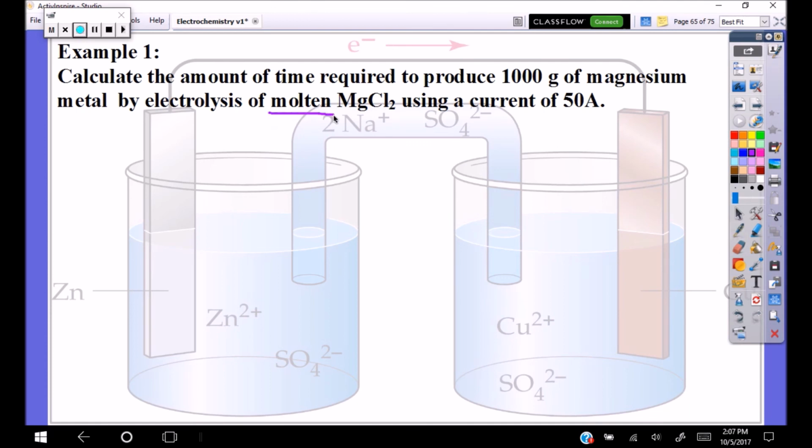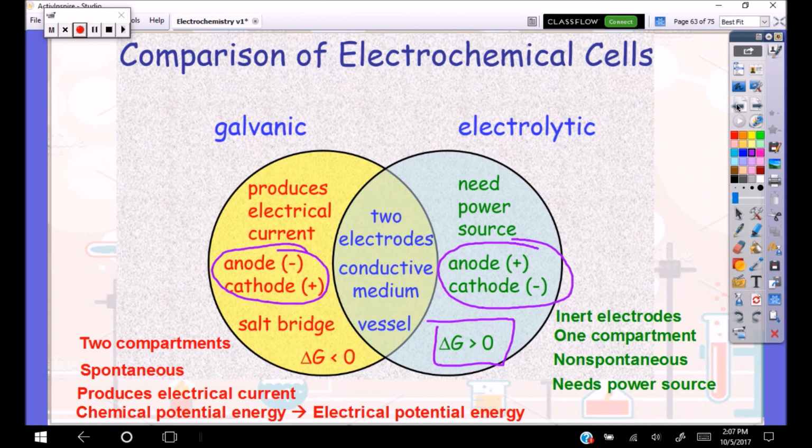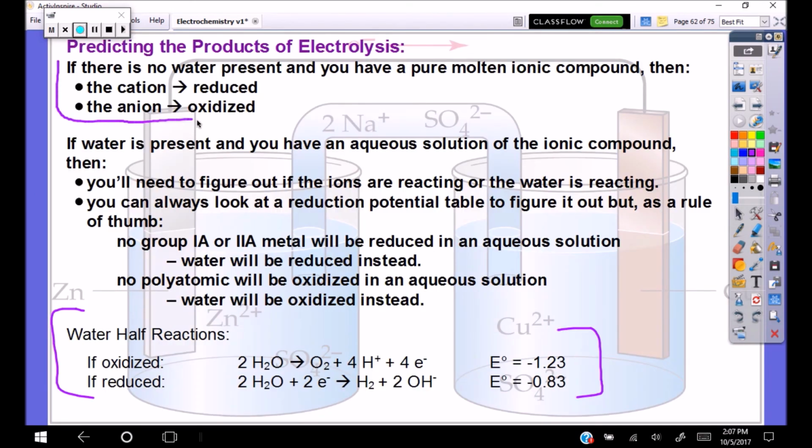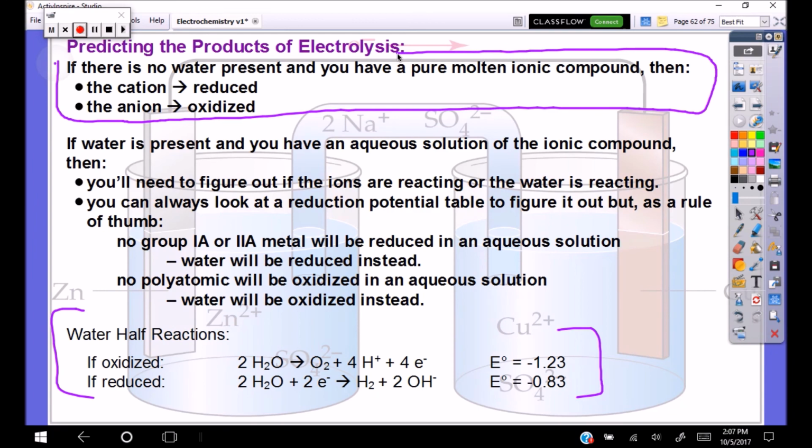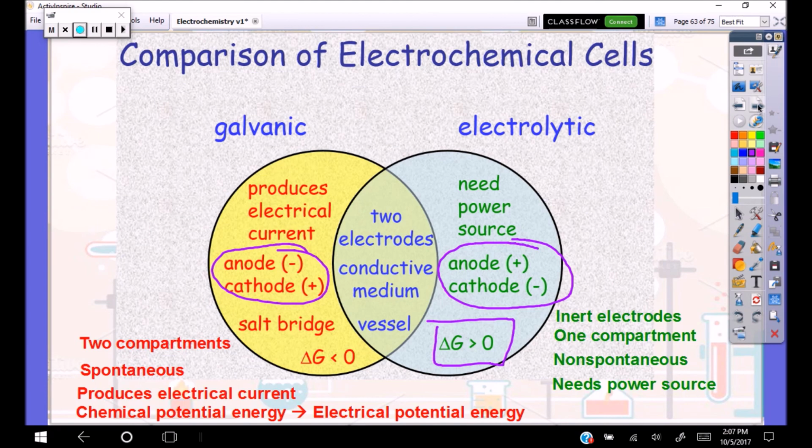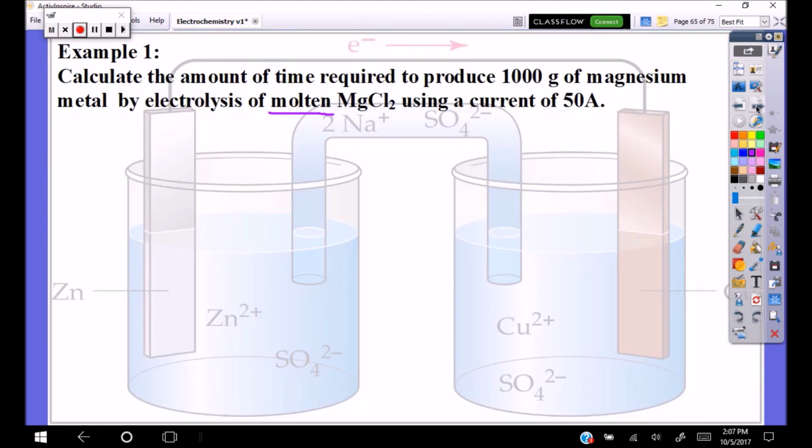Keyword here is molten. If it's molten, you got to go back here. If it's molten, we're looking at this section here. If you have a pure molten compound, the cation will be reduced and the anion is oxidized, right? So in this case, it is molten, there's no water, Mg is going to be reduced. So we just need our magnesium half reaction. Mg2+ will be reduced down to magnesium, and it has 2 electrons. We know that Cl- is 1 electron each. If we were to balance this whole equation, we still would end up with 2 electrons.